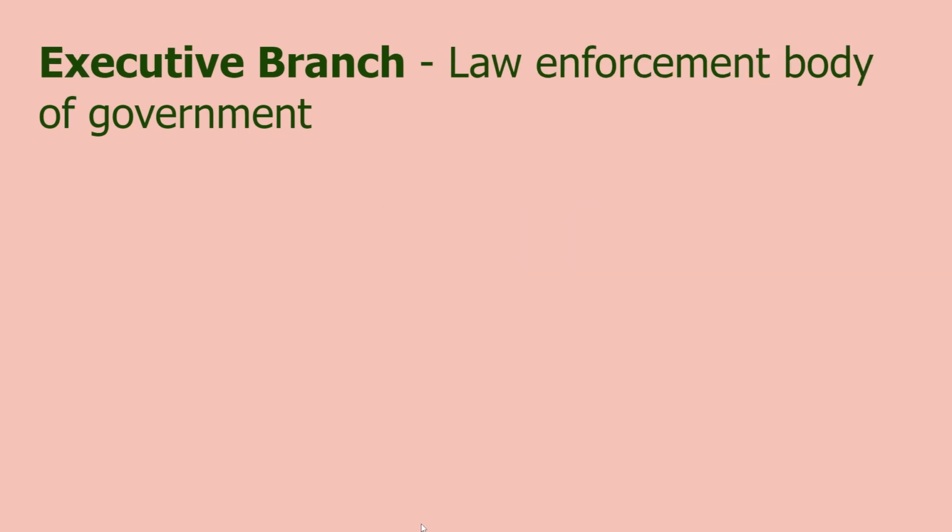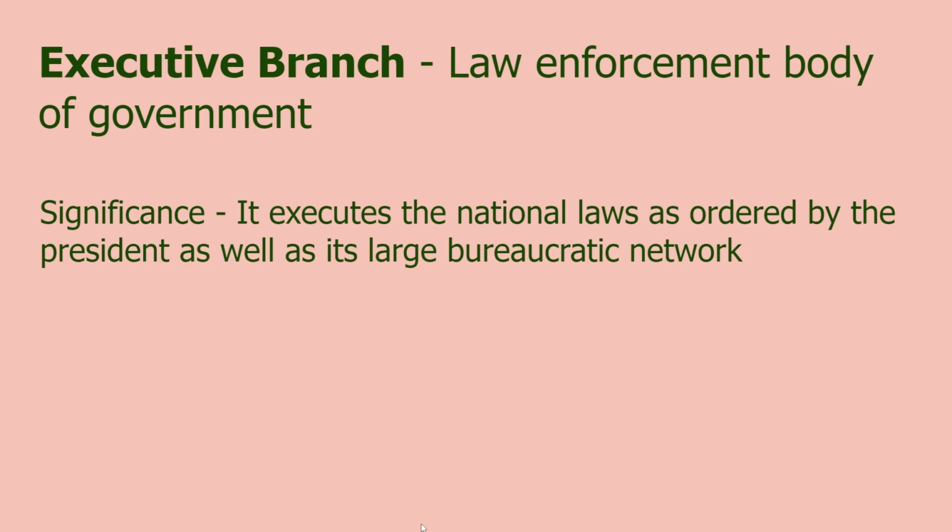Executive branch, law enforcement body of government. It executes the national laws as ordered by the president, as well as its large bureaucratic network. The bureaucracy is a huge part of the executive branch that isn't really known as much because the president is such a figurehead. But the bureaucracy is really important. There's a whole chapter on the bureaucracy that I'm going to go into a lot later. But a huge part of the executive branch is just responding to the legislative branch laws that are passed, and the president and the bureaucracy decide how they're implemented and how the laws are supposed to be achieved, and the goals that are outlined in the laws, how you approach and eventually get to those goals.